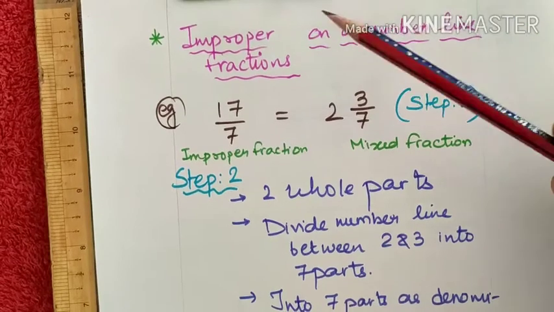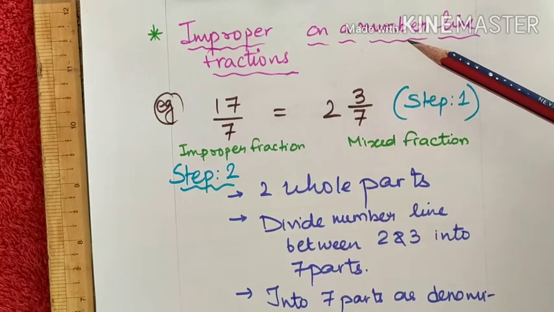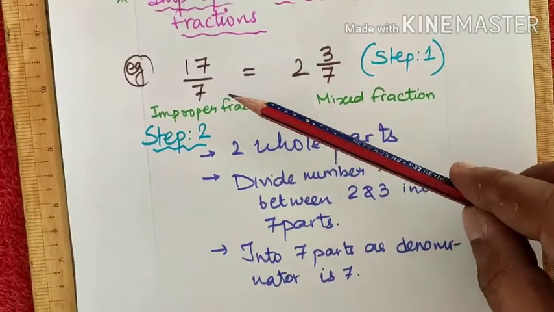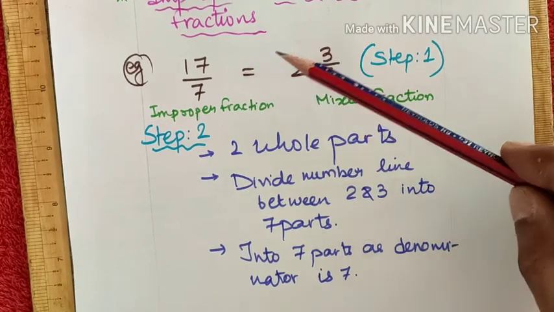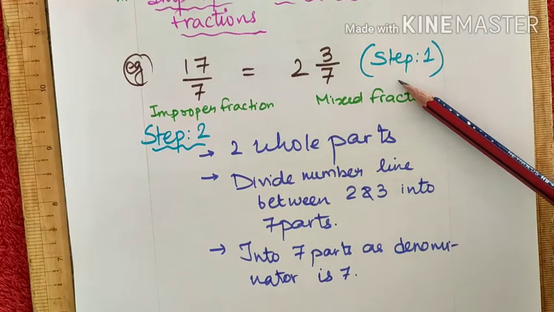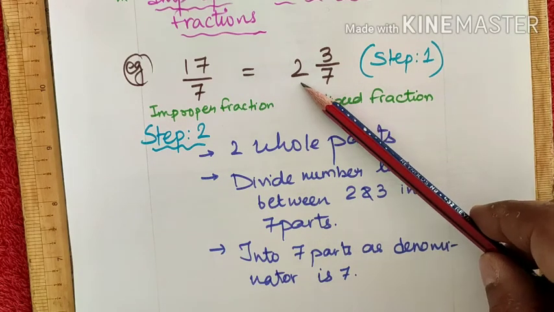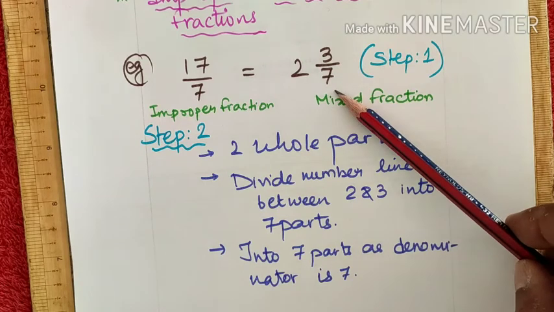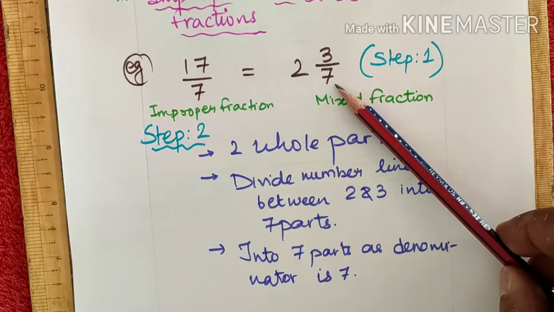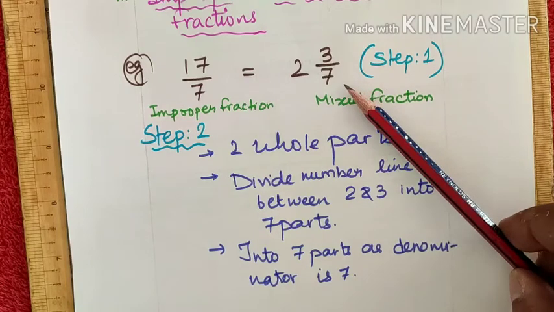Okay students, the next topic is the representation of improper fractions on a number line. For this we have taken the example of 17 upon 7. So what are we supposed to be doing? First we will convert this 17 upon 7 into a mixed fraction. So this is our step 1. If we do it, you can see 7 2s are 14, 14 plus 3 is 17. So we have converted 17 upon 7 to a mixed fraction first. This was our improper fraction. This is our mixed fraction.